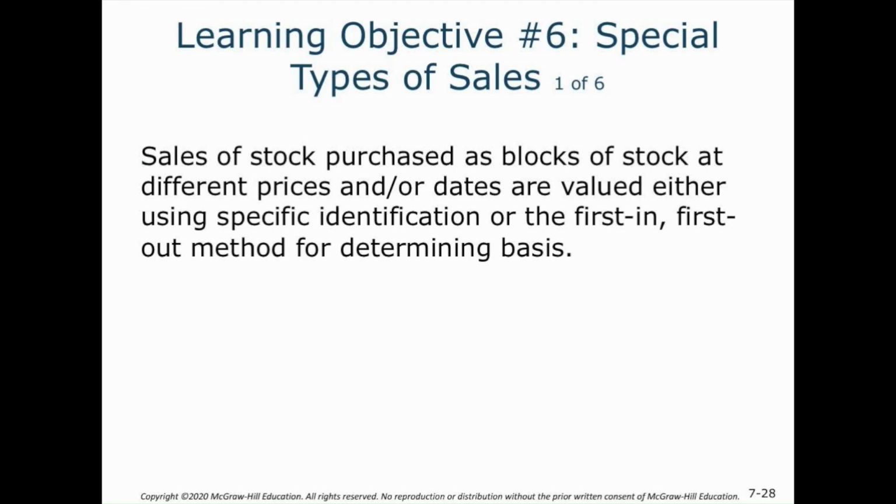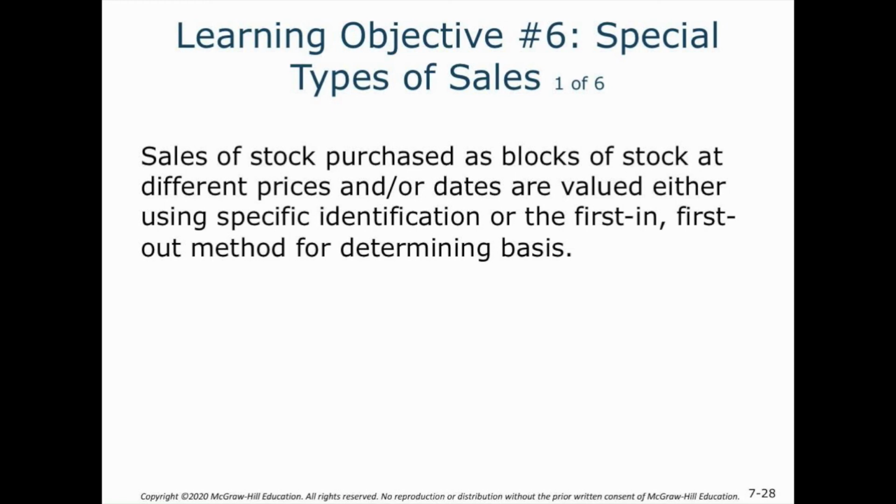Learning Objective 6, Special Types of Sales. What we're going to look at here is a situation where a taxpayer may be selling stock within the tax year and needs to calculate what the basis of that stock being sold is in order to calculate the gain or loss. So if we're selling 100 shares of stock, however, looking back, we had at one point in the past purchased 100 shares of stock at one price, and then later on 200 shares of stock, the same stock, at a separate price, all prior to this sale.